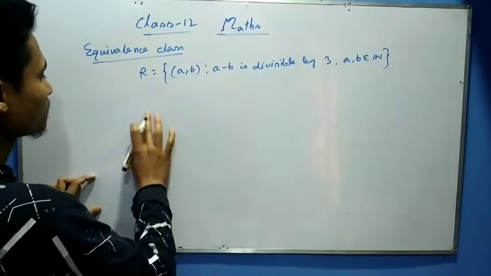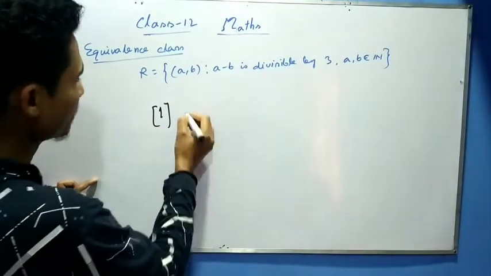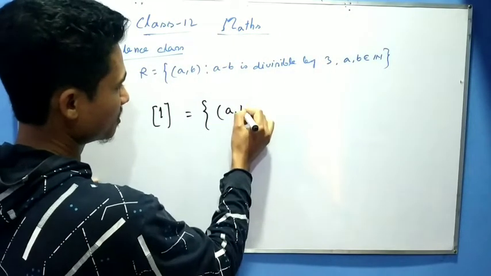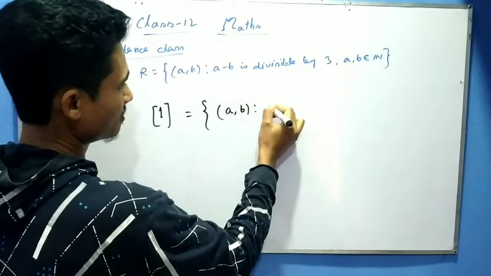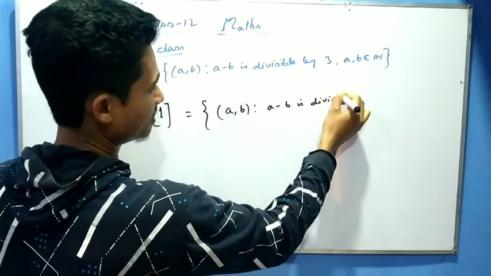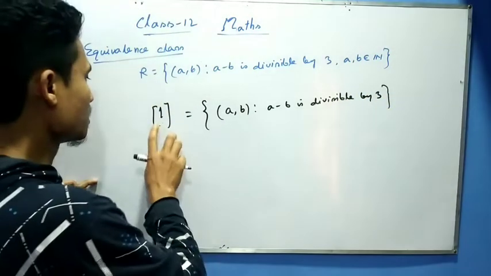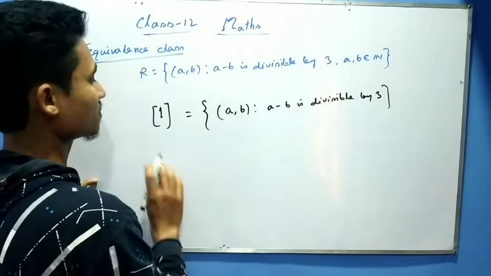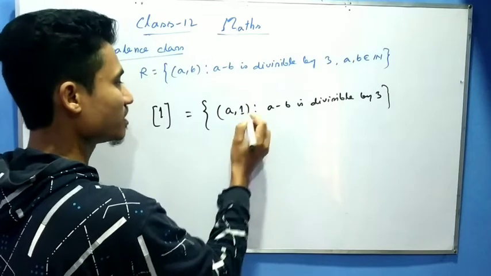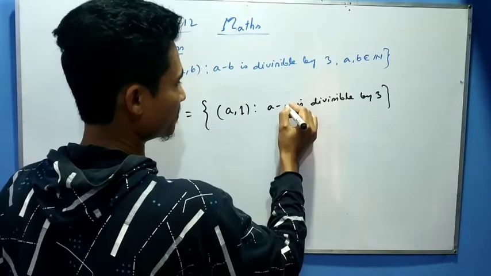Okay. So now the equivalence class of 1, this is denoted by [1]. This is nothing but the set of a such that (a, b) satisfies a minus b is divisible by 3. Now when we try to find the equivalence class of some element, you always replace b with that element. Here 1 is given, so we will replace b by 1.